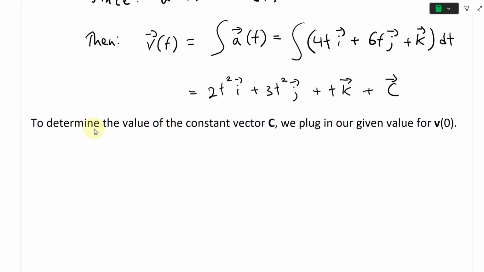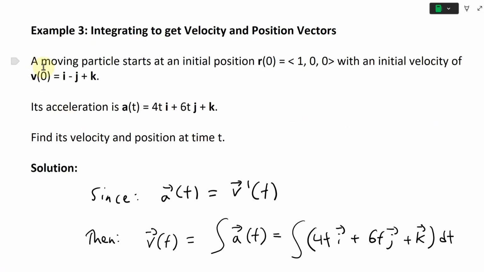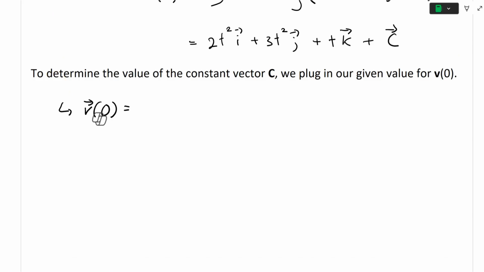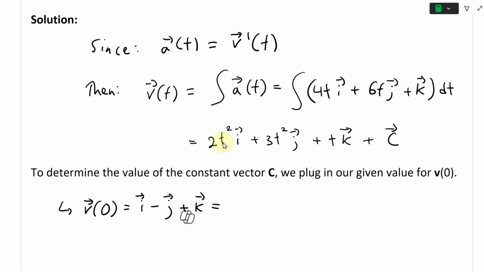So let's write this out. We're going to have v of 0 equals, let's write this out, i vector negative j vector plus k vector, like that. Now this equals 2, and now we just plug in t equals 0 for all this.